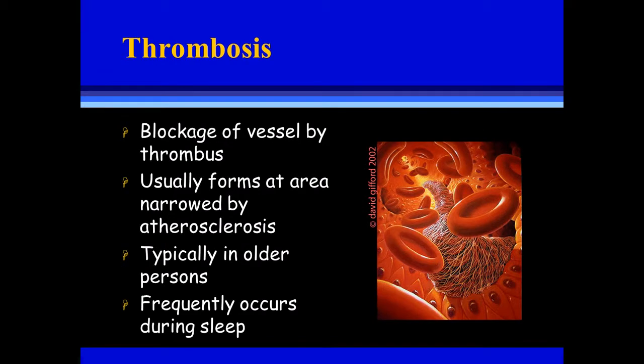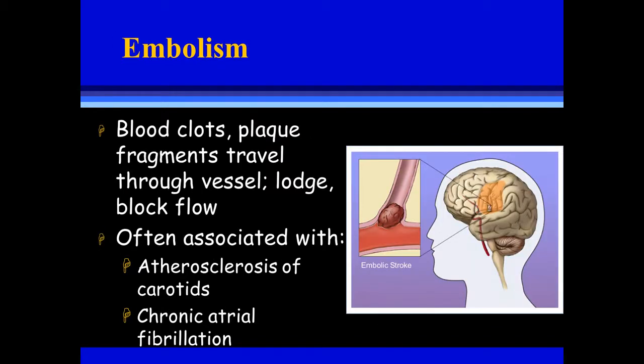Okay, thrombosis: blockage of vessel by a thrombus. A thrombus is a blood clot. Okay, usually forms in an area narrowed by atherosclerosis. So same kind of mechanisms as a heart attack. You get a buildup of plaque and stuff in the arteries, and a blood clot gets caught in that artery in the brain. Typically in older people, frequently occurs during sleep. So they go to sleep, they don't wake up, type of thing, or they wake up and they have slurred speech and weakness on one side.